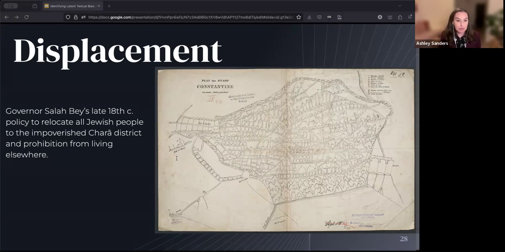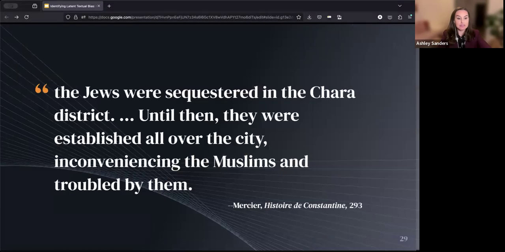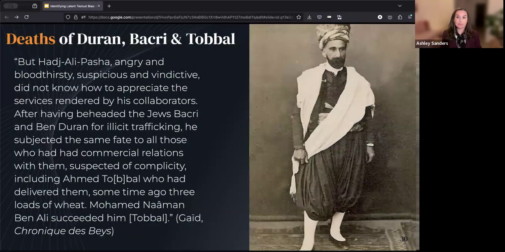So one last quote that I'll pull out here. Following the Jewish people's relocation to this quarter, Mercier notes that the Jews were sequestered in this district. Until then, as I mentioned, they were established all over the city. Apologies, this is very sensitive. So this is the quote that I just pulled from Mercier: The Jews were sequestered in the Chara district. Until then, they were established all over the city, inconveniencing the Muslims and troubled by them. So he's highlighting some of the social tensions that existed in Ottoman Algeria. But again, the context in which the Jewish people are being described is certainly not a positive situation.